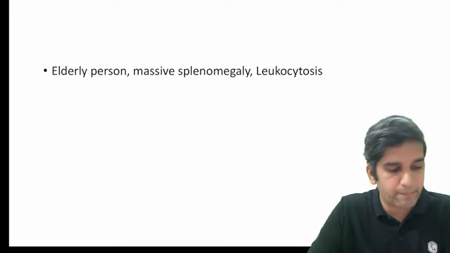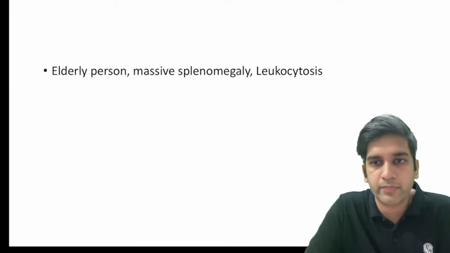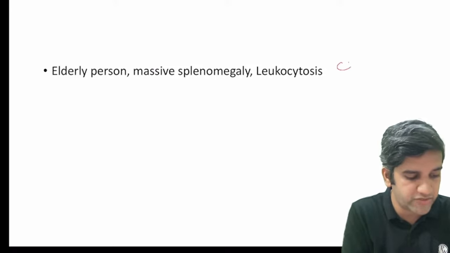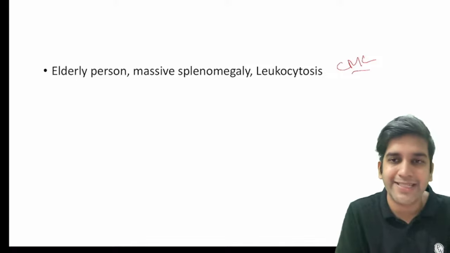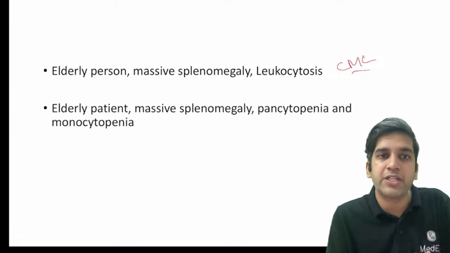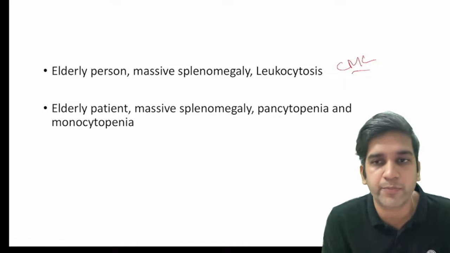Elderly patient, massive splenomegaly, leukocytosis. Diagnosis? Elderly patient, massive splenomegaly, leukocytosis. You think of a CML. Okay. Same history. I just changed the microscopic finding alone. Elderly patient, massive splenomegaly, but pancytopenia and monocytopenia. You think of?